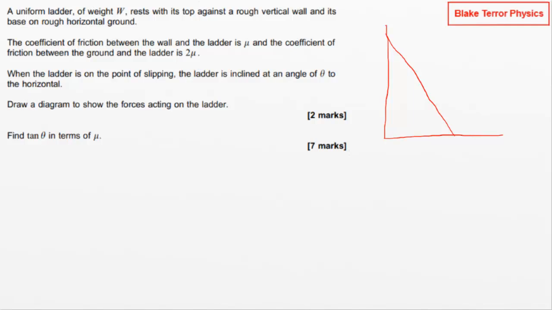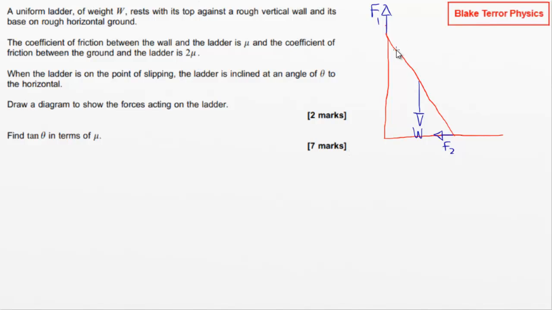It's got weight W. Let's change over to blue for some of these. From the center of the ladder, we've got our weight going down. It's a rough vertical wall and rough ground, so we're going to have friction going up the wall. Let's call that F1. And we're going to have friction going left along the ground. We'll call that F2. So they're in those directions.